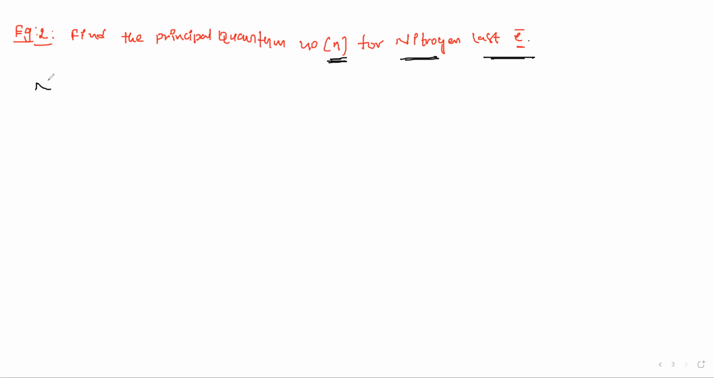Here, the answer: nitrogen atomic number 7, its electronic configuration is 1s2, 2s2 and 2p3. That means the last electron will be in the 2p orbital only. Yes or no? That is 1, 2, 3. So this is the last electron for nitrogen. Which shell is this last electron in? The second shell. These numbers 1, 2, 2 correspond to shell numbers. So the last electron is in the second shell, so obviously for nitrogen n equals 2.